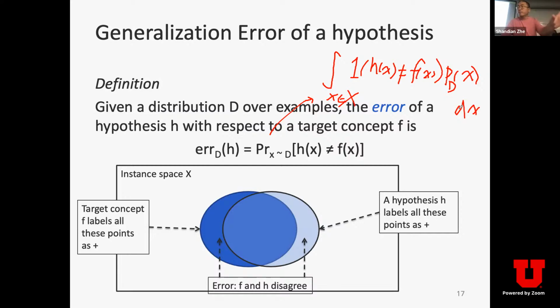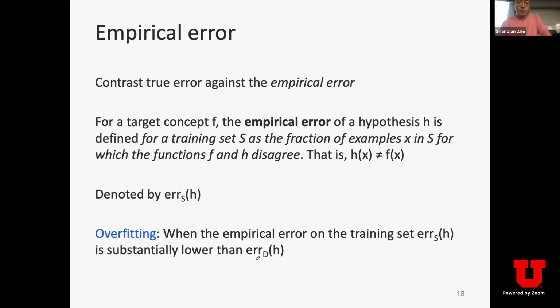You can see that there's no randomness here. You're just integrating over all possible instances. Each instance has a probability density under this unknown data distribution, and you check whether your prediction by H is correct, and then do this integration over the whole instance space. Does it make sense? If you feel uncomfortable, just write down the definition like me. You'll get it.